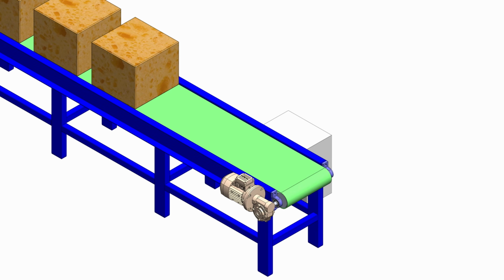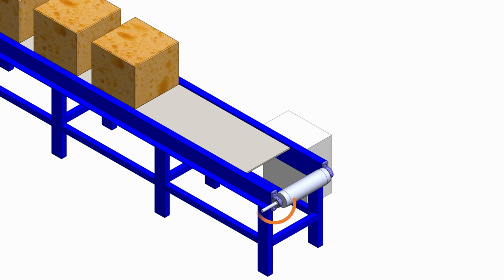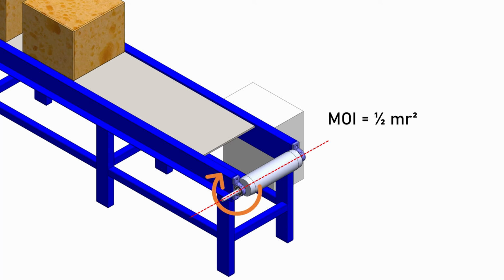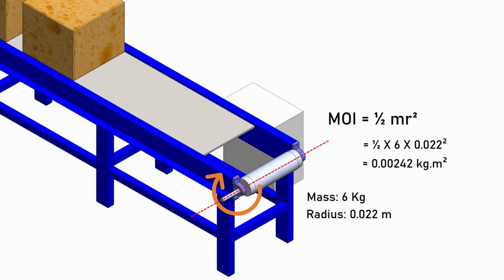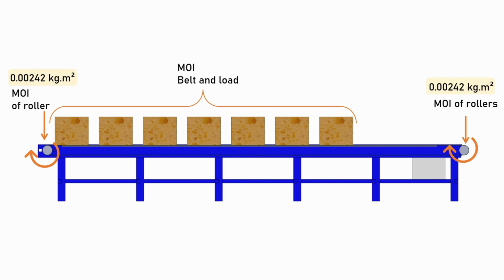Now you may ask, Ayush, we know how to calculate the moment of inertia of objects which are rotating around their own axis. For example, in the conveyor, we calculate the moment of inertia of these rollers as the roller is rotating about its central axis. So moment of inertia will be half m r square. Let's say mass of each roller is 6 kg. Therefore, moment of inertia will be 0.00242 kg meter square. For two rollers, it will be just double.